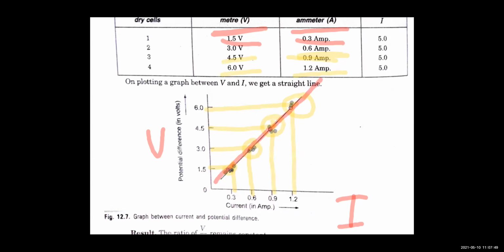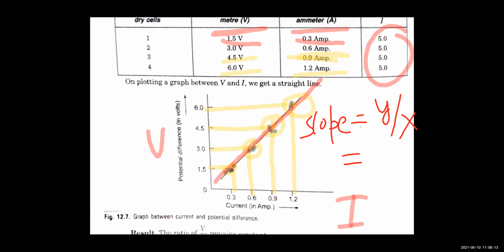Straight line, right? It shows that the ratio of V and I is constant. As you can see, V upon I values are the same. That is, the constant is 5. Moreover, in your class 9th, you have learned a term and that is slope. Slope is change in y coordinate upon change in x coordinate.